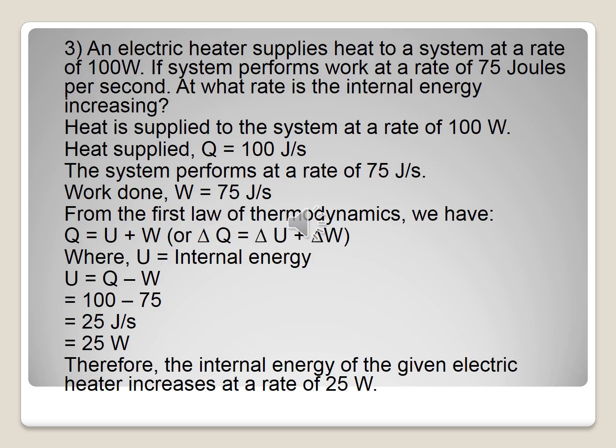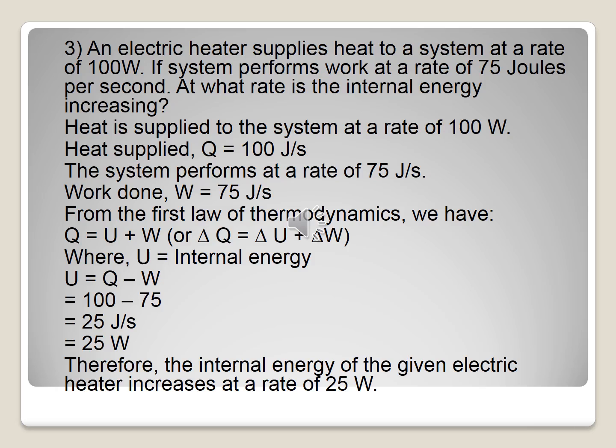And the third question is, an electric heater supplies heat to a system at a rate of 100 watts. If the system performs work at a rate of 75 joules per second, at what rate is the internal energy increasing? Solution: given that heat is supplied to the system at a rate of 100 watts, then heat supplied delta Q is equal to 100 joules per second, since 1 watt is equal to 1 joule per second. The system performs work at a rate of 75 joules per second. So, work done W is equal to 75 joules in unit time of 1 second.